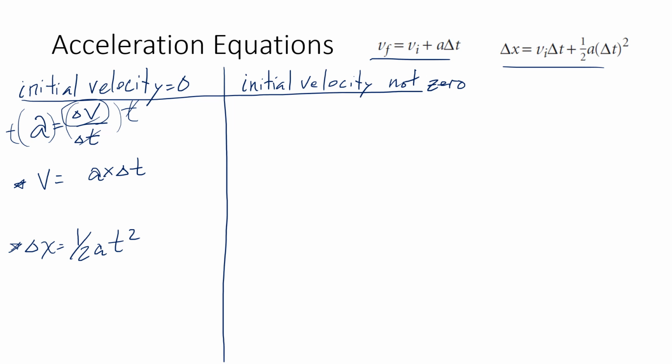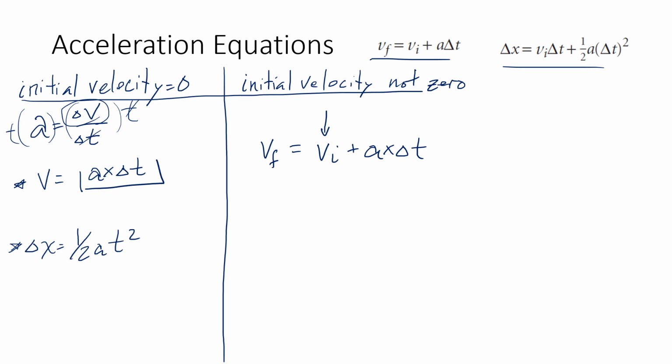So here we have a new equation: v final, the final velocity, the final speed, is equal to v initial plus a times delta t. Notice that this part is here already. We know that velocity is acceleration times time, and now we know that if something's moving, we just add that starting speed to it. Seems pretty easy. The final velocity is equal to the initial velocity plus acceleration times time.